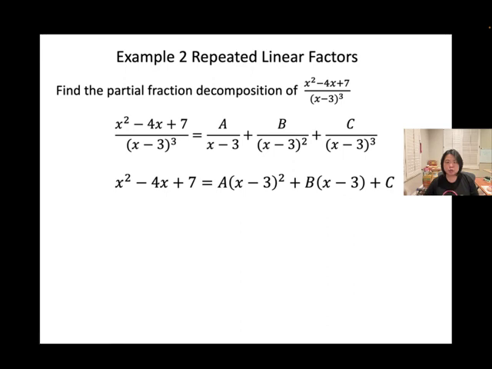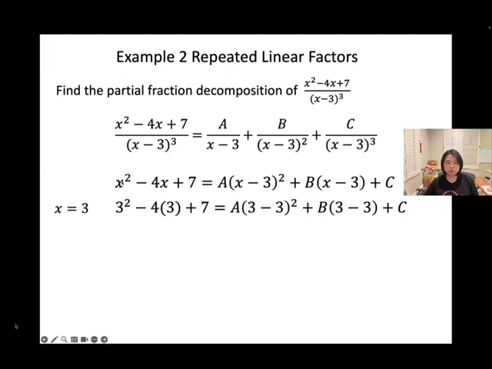Now, we try to solve for A, B, and C. Before we start, I will use method 2. I'm gonna plug in the x value. In here, it will be easier when I plug in x equal to 3, right? Plug in x equal to 3. So 3 squared minus 4 times 3 plus 7. And these two guys are gonna go away. That will become 0. Okay, so C equal to 4.